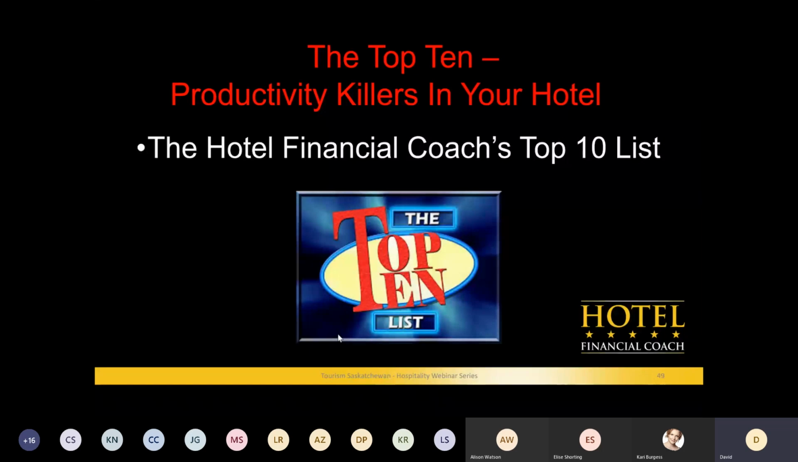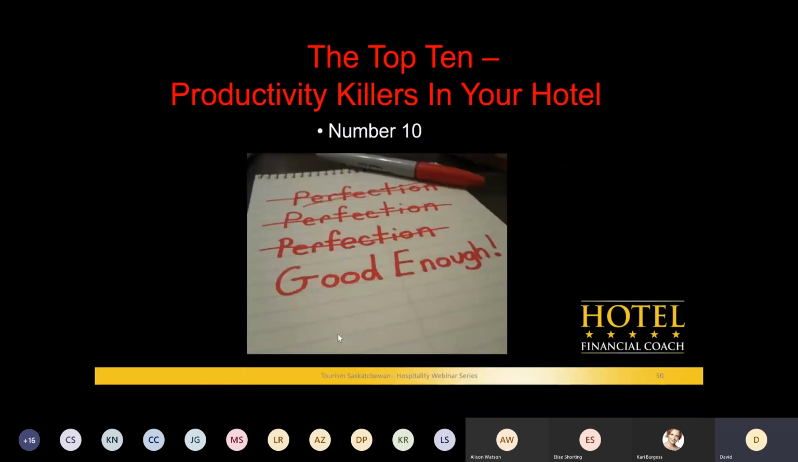So here we go. Number 10, being a perfectionist. If you're a perfectionist and you can't release something, or you can't move on until you think it's absolutely perfect, the hotel business is not the right place for you. Being good enough, getting it done, moving on is where you want to be. It doesn't mean that it's okay to miss something, but if you're frozen because you're not 100% sure it's perfect, you're going to have a miserable time in the hotel world. Good enough has got to be your mantra.